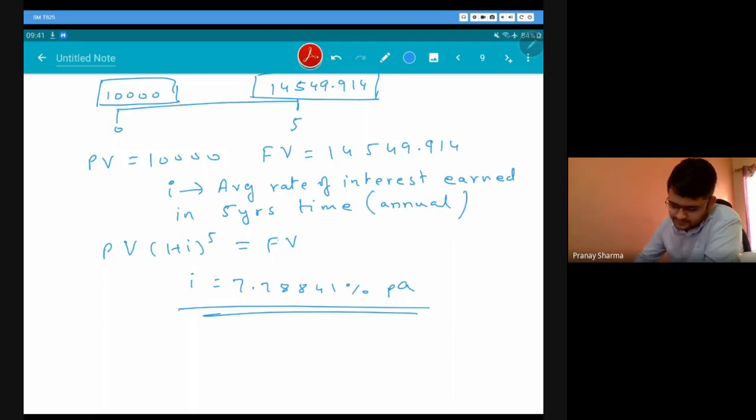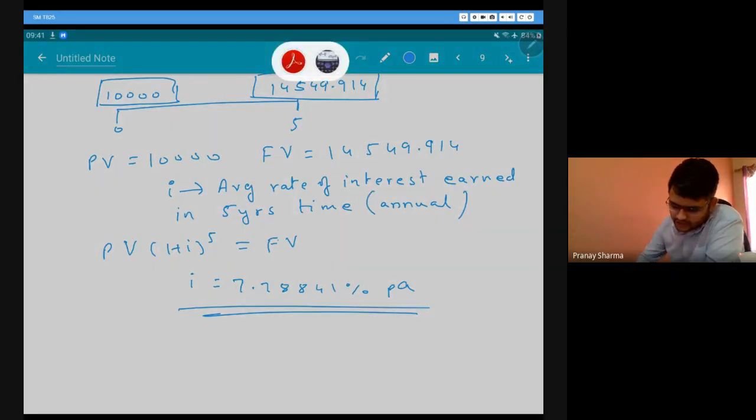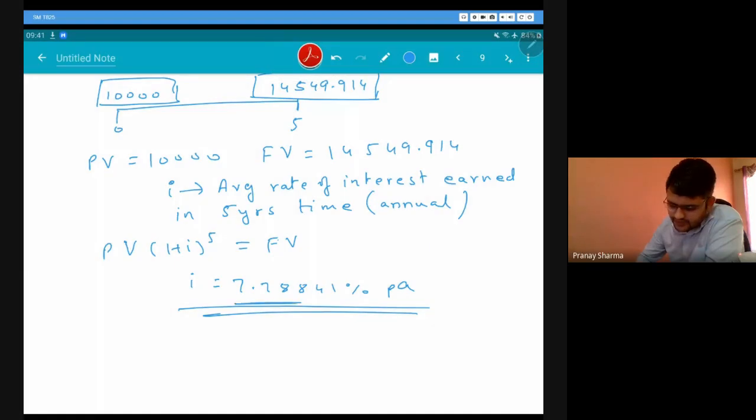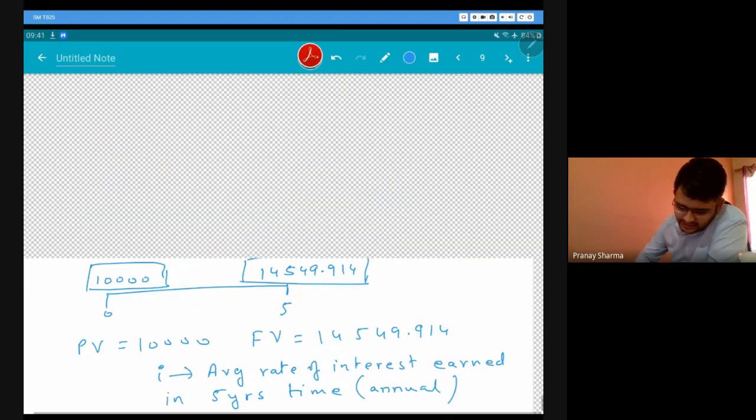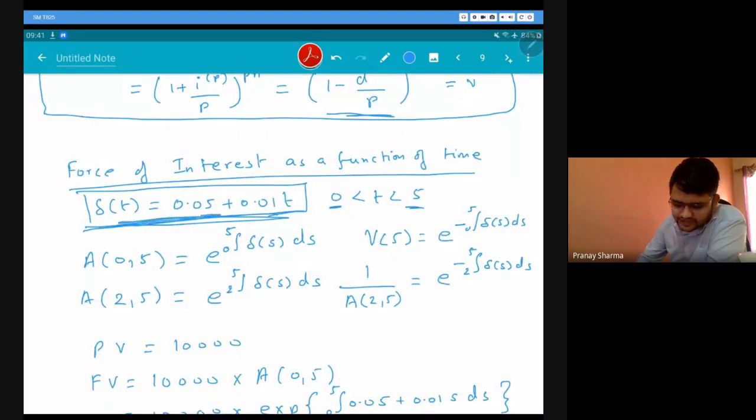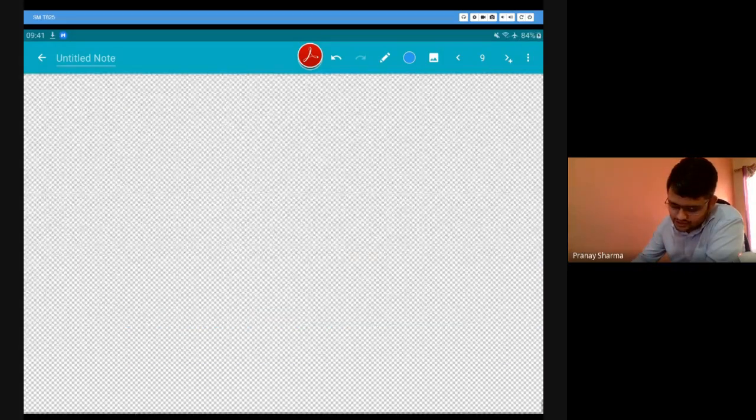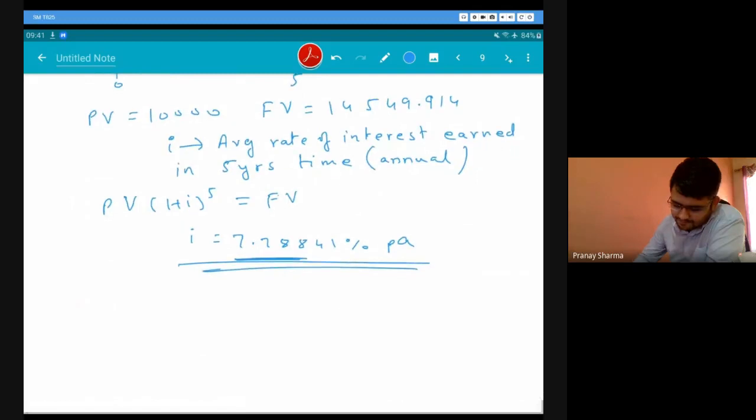Okay, so annually you are earning 7.788% per annum, but clearly you earned a little bit less in 1 year time. So if you would have invested only for 1 year, you would have got a less rate of interest. If you would have invested for 2 years, you will get less. If you invest for 3 years, you will get less, and so on. Okay.